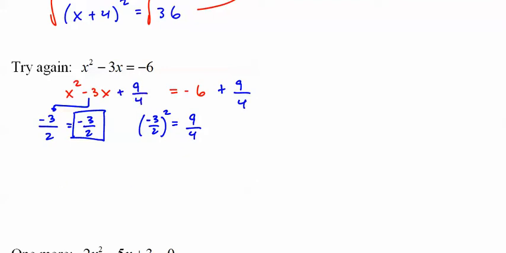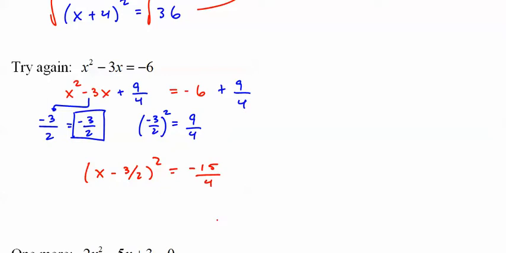The left side is set up. I don't even have to analyze it anymore. It's just what's in the box squared. And the right side looks like it might give us a little trouble. Negative 24 plus 9. It's going to be a slightly ugly answer. Negative 15 over 4.